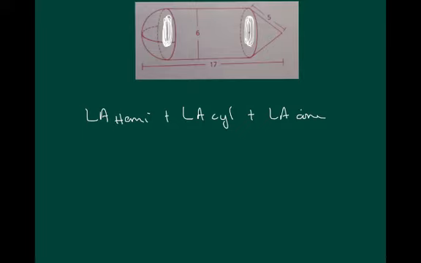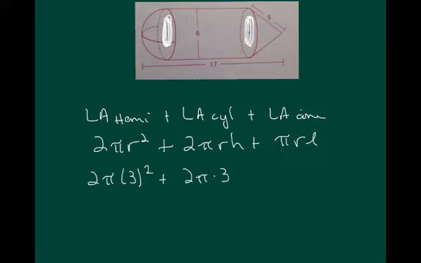The lateral area of the hemisphere is 2 pi r squared plus the lateral area of the cylinder, which is 2 pi r h, and the lateral area of the cone is going to be pi r l. Well, the radius for all of these is 3, because that's half of the diameter that is given of 6. So be careful, because that radius of 3 means that the radius of the hemisphere is 3, which means the height of the hemisphere is 3.